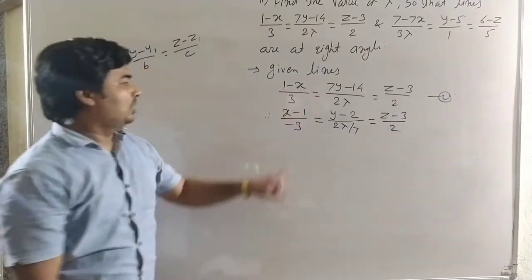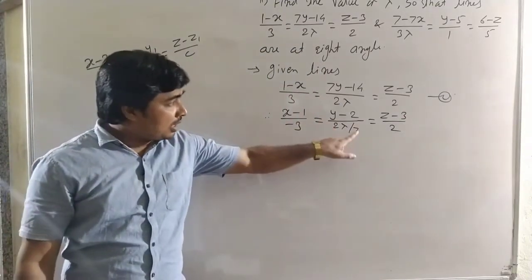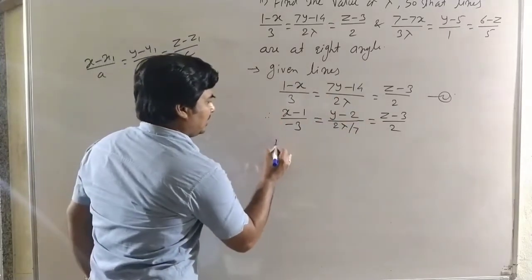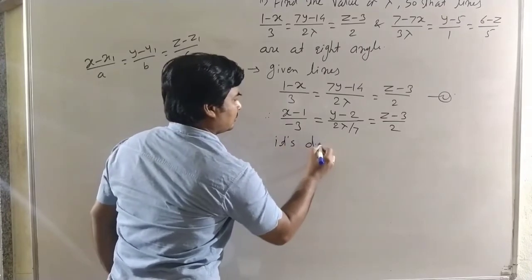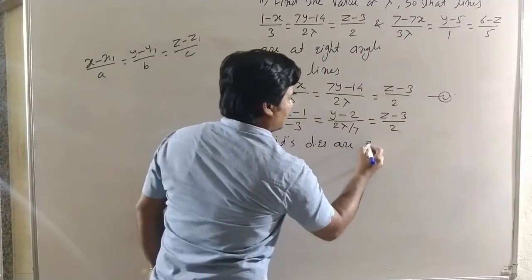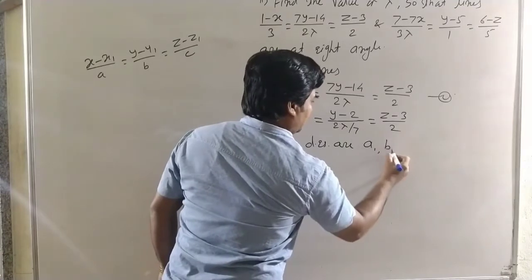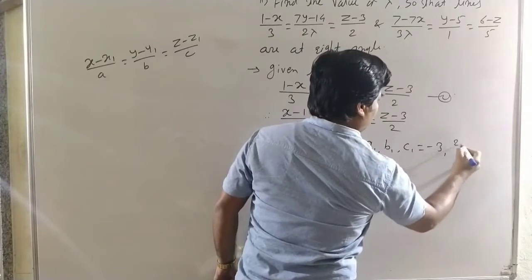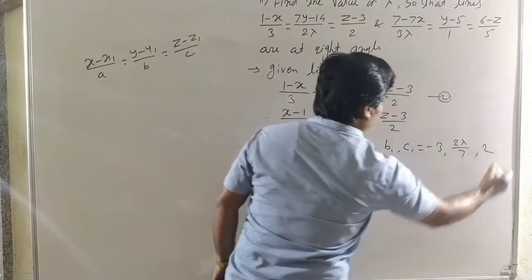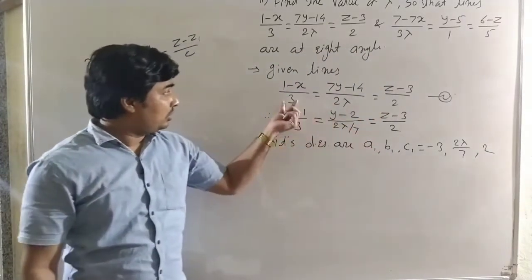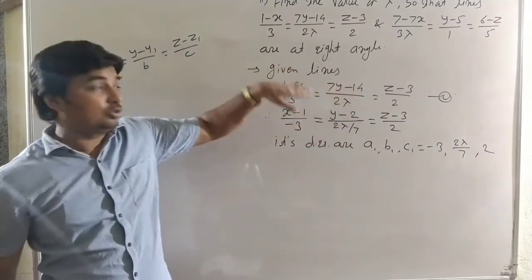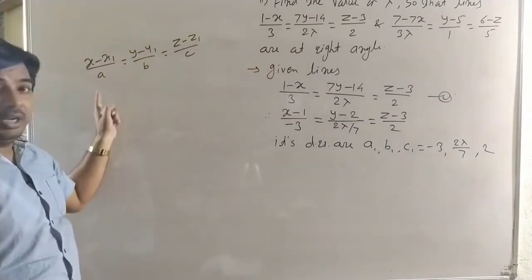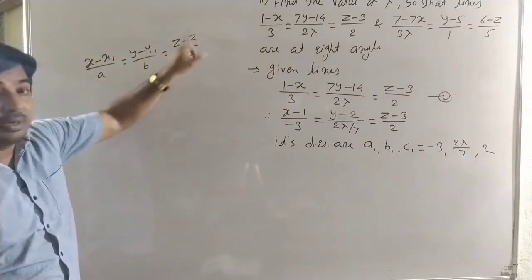Now minus 3, 2 lambda by 7 and 2 are the direction ratios of the line, therefore its direction ratios a1, b1 and c1 are minus 3, 2 lambda by 7 and 2. Okay, these are the direction ratios. The earlier real numbers are not the direction ratios of the line, because the equation of the line was not in the form (x minus x1) upon a, (y minus y1) upon b and (z minus z1) upon c.